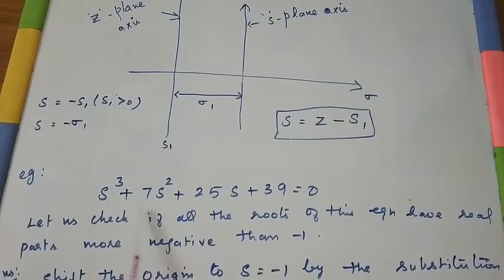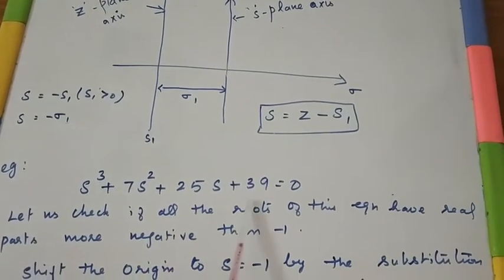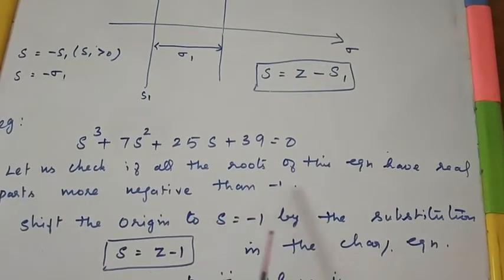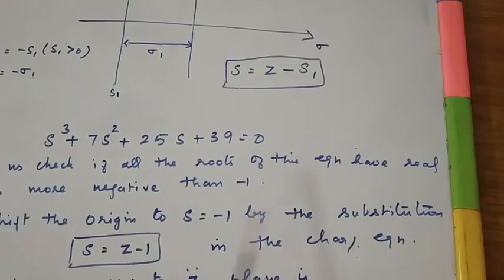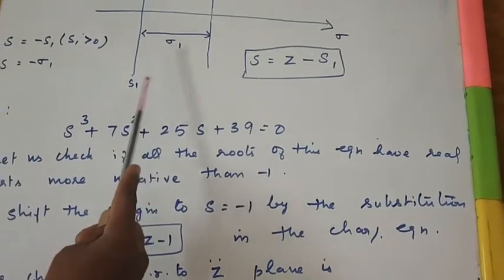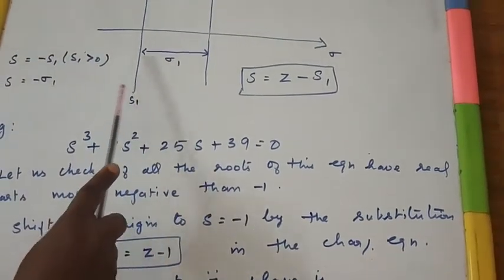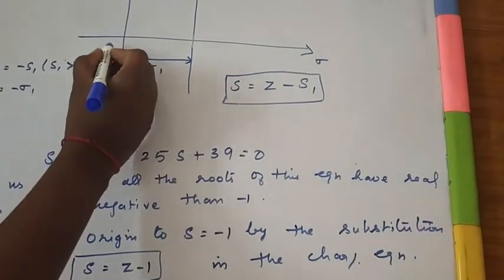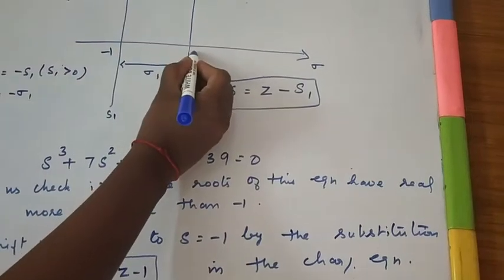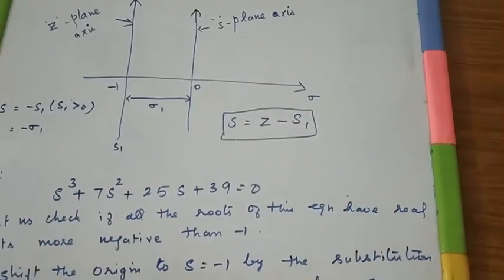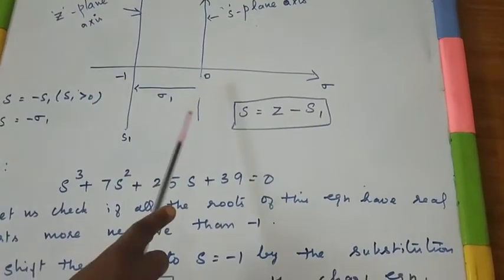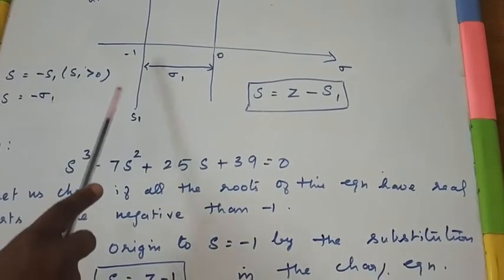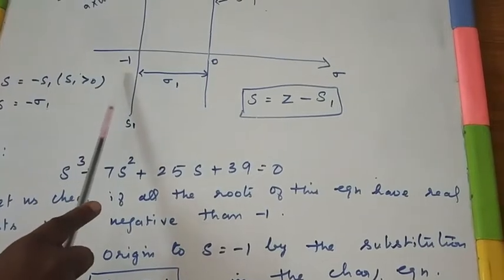s cube plus 7s square plus 25s plus 39 equals 0. Let us check if all the roots of this equation have real parts more negative than minus 1. For this example, I have taken this term as minus 1. This term is 0. So the s-plane lies at 0, 0 on the real axis. This new plane, the z-plane, is shifted to minus 1.